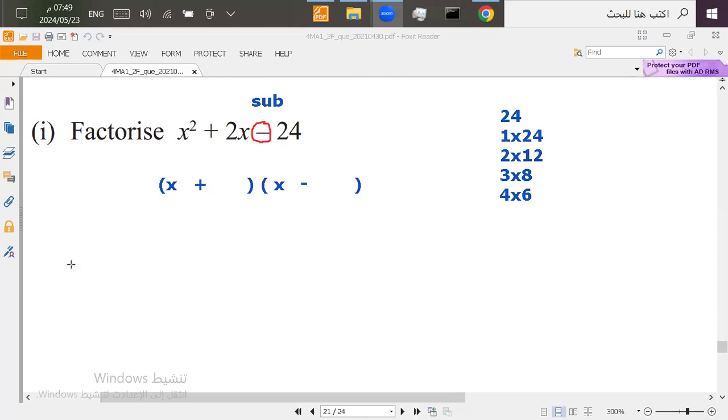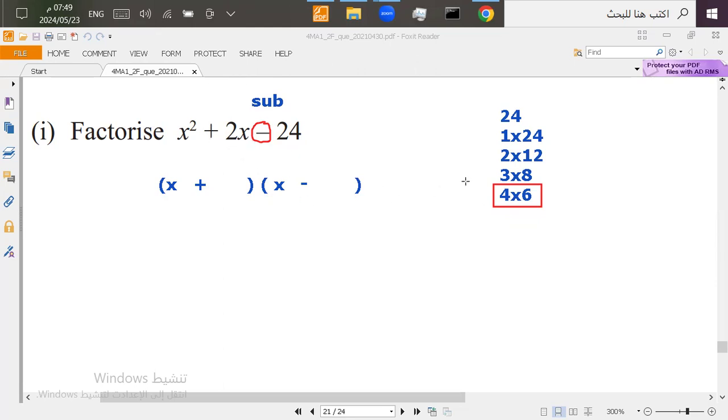Now, we take a look at the factors. We need two factors that have a difference of 2 between them. So when you subtract them, you get 2. So these factors are 6 and 4. Now, when you subtract them, you get positive 2.